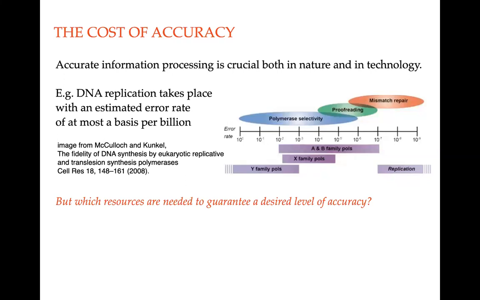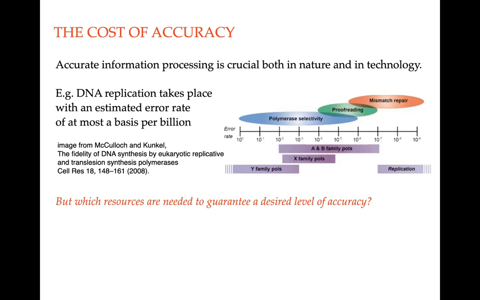The estimates on how accurate this natural process of DNA replication is are actually very precise. One estimated error rate is at most 1 base per billion when the copying takes place in DNA replication. This is an estimate. There is no firm data, but a recent, relatively reliable estimate is this. So the question is, which kind of physical resources are needed to guarantee these high levels of accuracy?